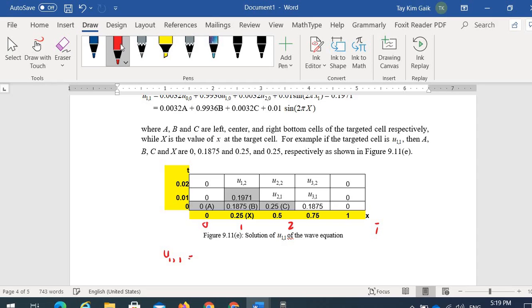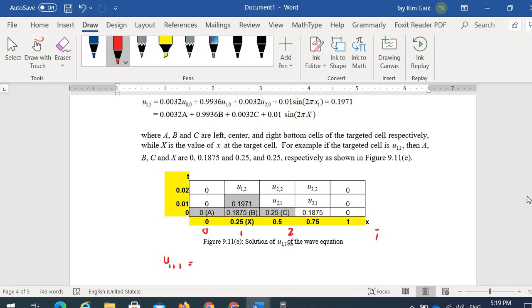Okay, will be equal to how many times? The coefficient for the left bottom cell is 0.0032, which is r squared over 2. Okay, left bottom cell, this cell is U00, this cell is U10, this cell is U20, plus 0.01 sin 2 pi. Okay, you add here, this is x0, x1.